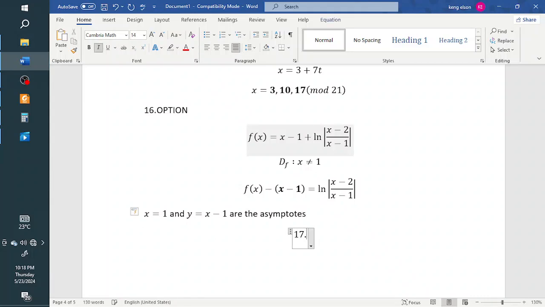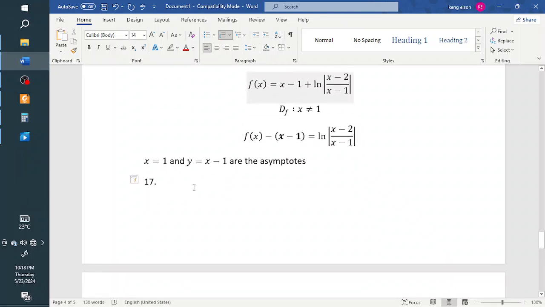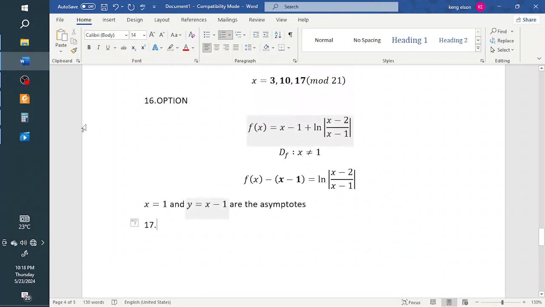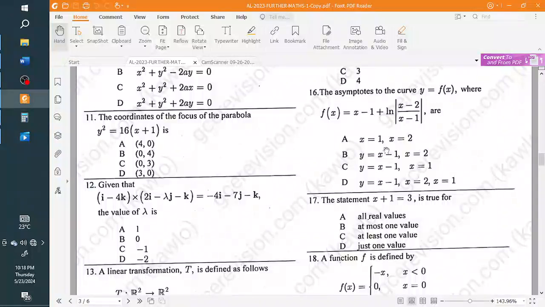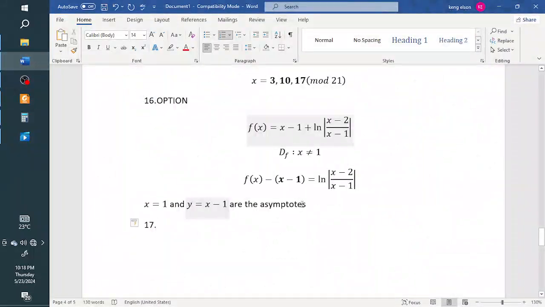Question 17. Here's the last question for this series. So we have to check the option to question 16: y equal to x minus 1 and x equal to 1. Wait. I forgot that the ln could be 0. I forgot that this interior could be 0. Very big mistake. We have to revisit our domain. Domain is x different from 1 and different from 2.